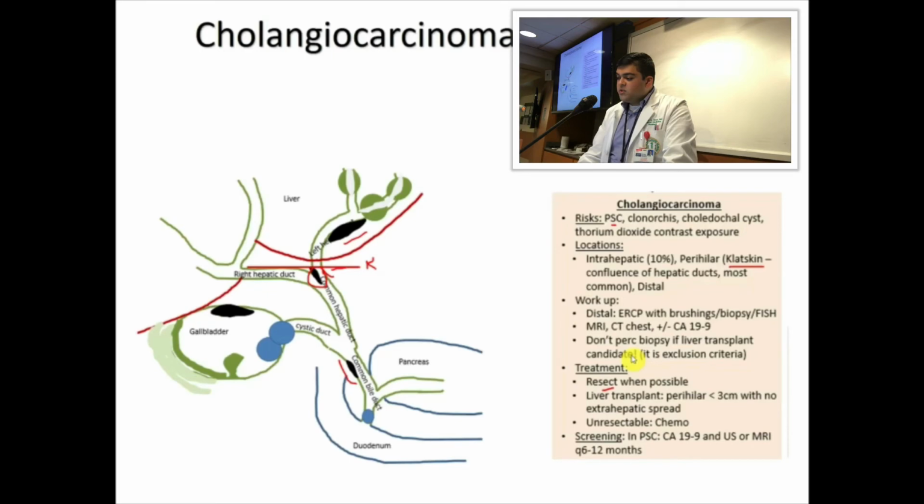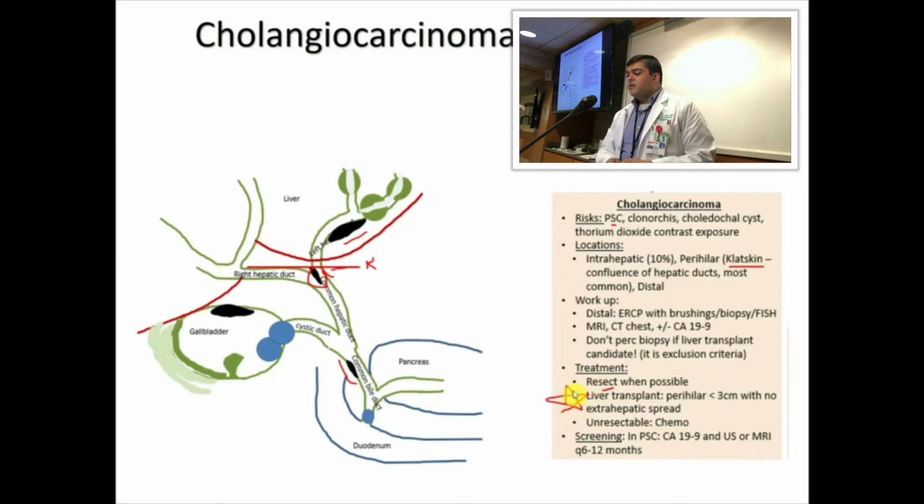The most common is going to be your Klatskins, but the distals will be the most easy to resect. And then you can do a transplant, and this is going to be important.